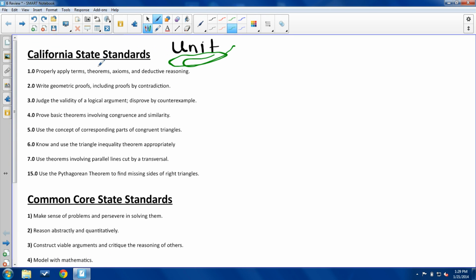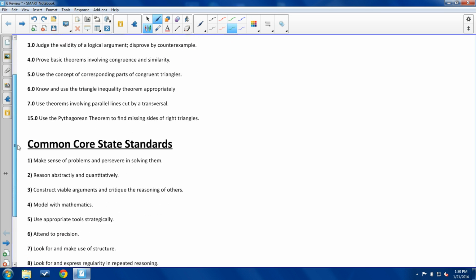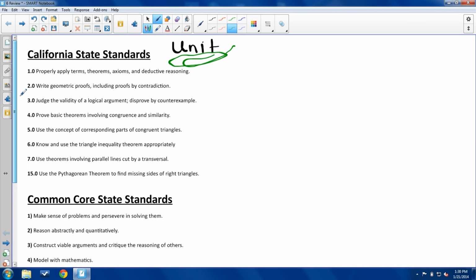California state standards and Common Core state standards and kind of the difference between them. You'll see the difference pretty immediately. I can say it right now. California state standards really talks about the content within, as opposed to the behavior of the individual. So you'll see that this stuff talks about things that are specific in geometry.